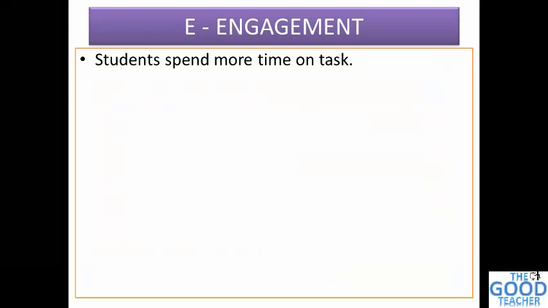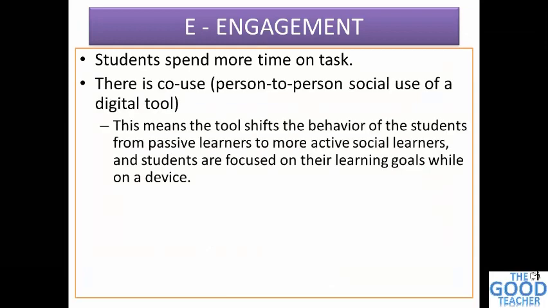And also there is co-use, or there should be co-use, which is person-to-person social use of a digital tool. So when we are choosing a technological tool to engage students in the classroom, there should be co-use. And then the co-use is Kofi and Amma should be able to use the tool together. Okay, they should be able to cooperate and use that digital tool in the process of creating knowledge. In the process of creating knowledge, they should be able to use it together.